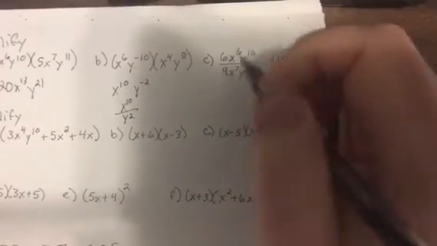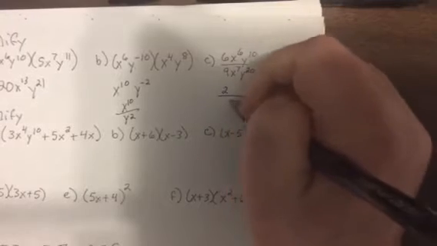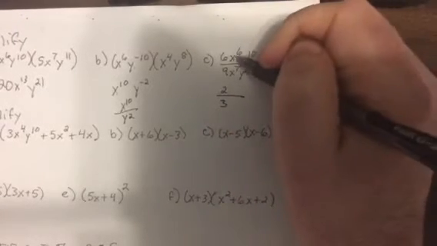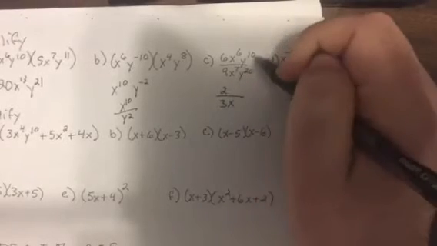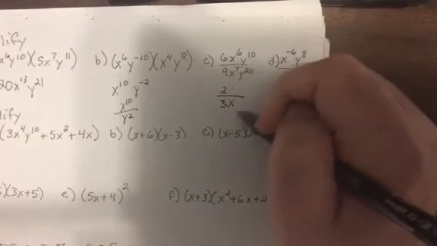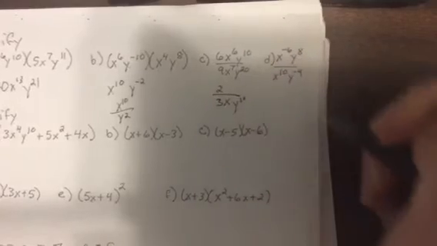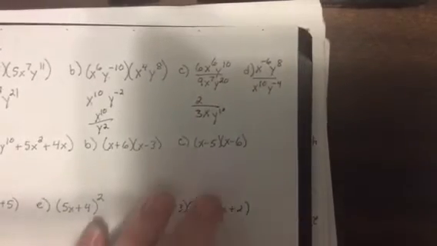Reduce the fraction. 3 goes into both. There are 6 x's on top. It cancels with 6 of these x's, so you have x. 10 of these cancel with 10 of these, so it'd be y to the 10th. When you divide, you subtract the powers.